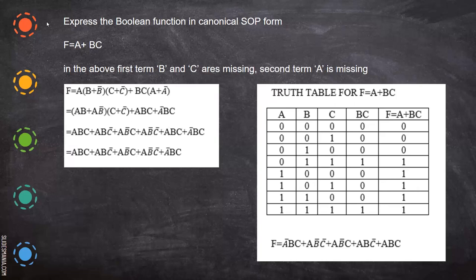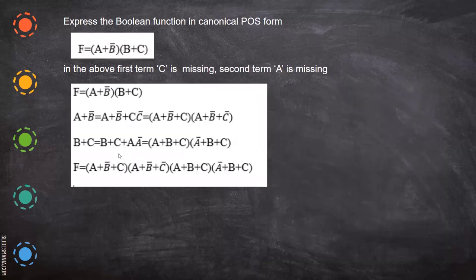You can draw the truth table for this equation, not for this equation, and you can verify your answer. You have to write the min terms for the respective combinations wherever the one is occurring, and then you can verify whether this equation is equal to this equation.